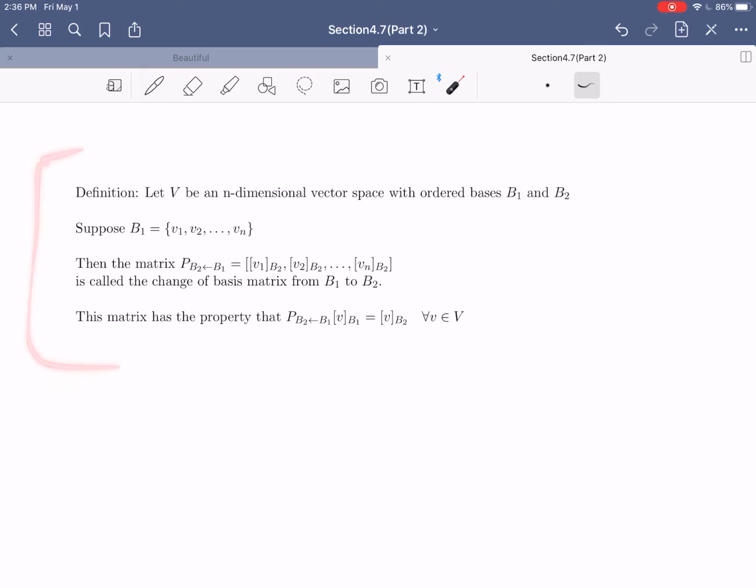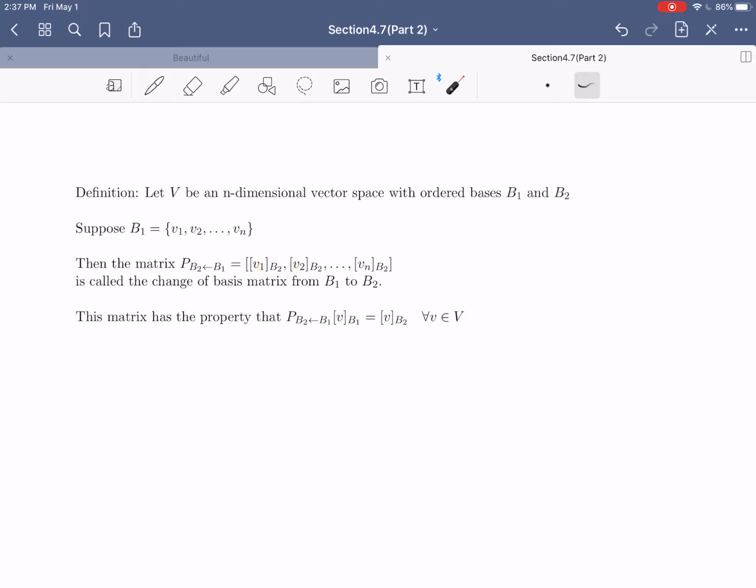So, definition: let V be an n-dimensional vector space with two different ordered bases, B1 and B2. And we're specifically going to say that B1 consists of the vectors V1, V2 through Vn. Then the matrix P with B2 with an arrow coming from B1, which we call the change of basis matrix from B1 to B2, is defined as the component vectors, the column vectors, right?